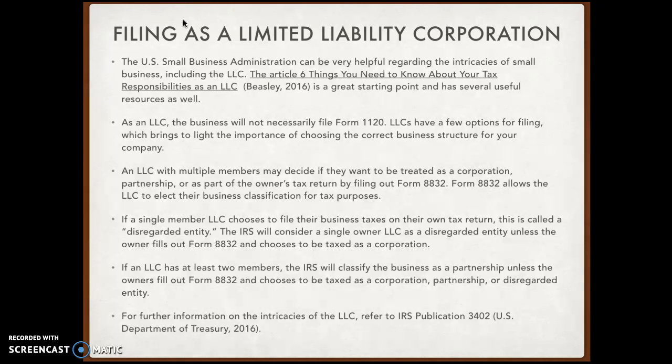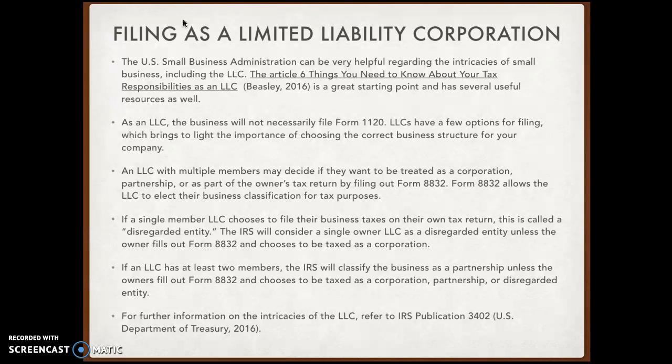So as an LLC, the business will not necessarily file Form 1120 that we just spoke about. LLCs have a few options for filing, which brings to light the importance of choosing the correct business structure for your company. An LLC with multiple members may decide if they want to be treated as a corporation, partnership, or as part of the owner's tax return by filling out Form 8832. Form 8832 allows the LLC to elect their business classifications for tax purposes.